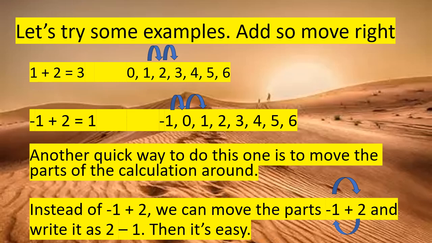Another quick way to do this one is to move the parts of the calculation around. Instead of having minus 1 plus 2, we can move the parts into the opposite order. So we write it as 2 minus 1. And then it's easy.